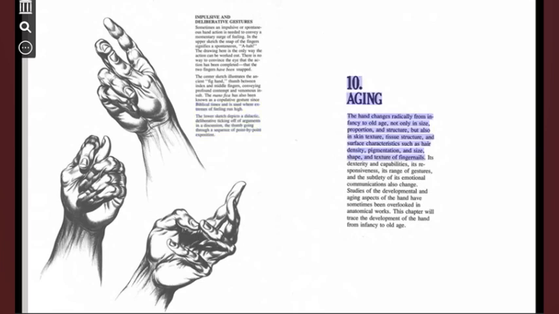10. Aging. The hand changes radically from infancy to old age, not only in size, proportion, and structure, but also in skin texture, tissue structure, and surface characteristics such as hair density, pigmentation, and size, shape, and texture of fingernails. Its dexterity and capabilities, its responsiveness, its range of gestures, and the subtlety of its emotional communications also change. Studies of the developmental and aging aspects of the hand have sometimes been overlooked in anatomical works. This chapter will trace the development of the hand from infancy to old age.